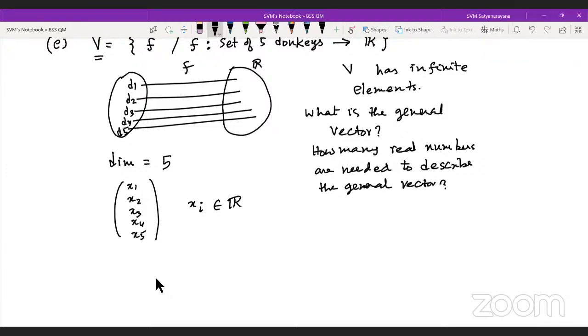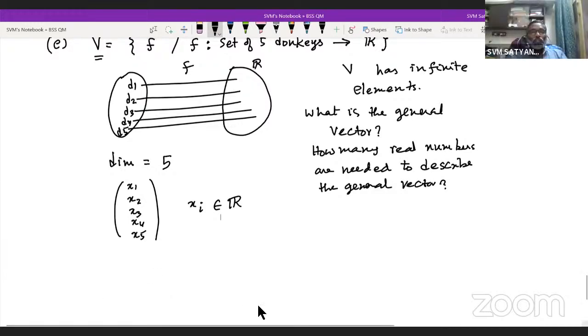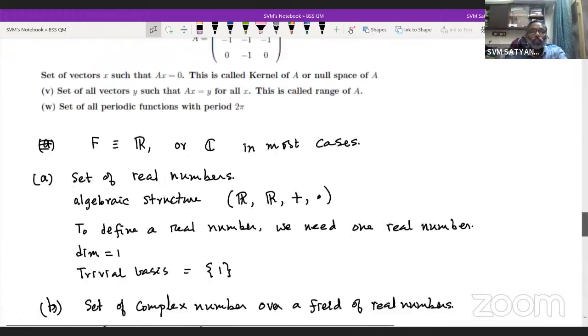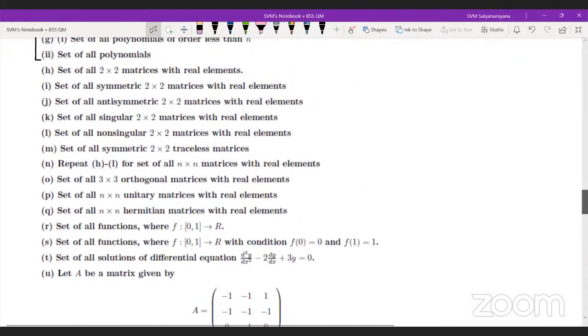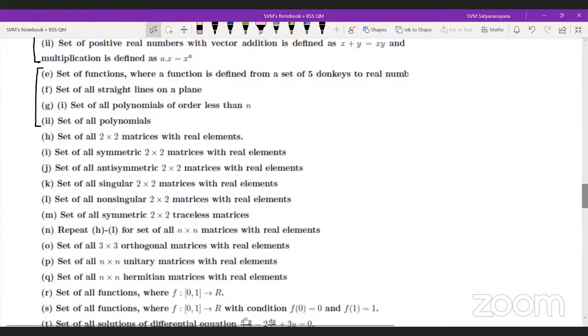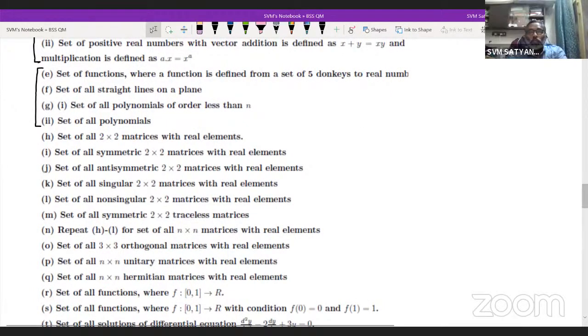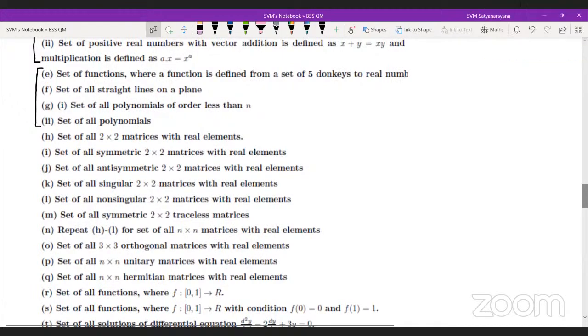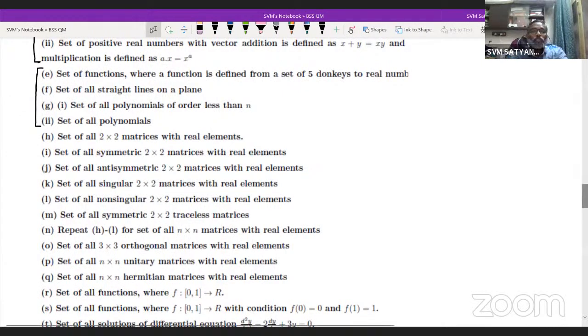Yes, sir, I am just kind of changing the language. But once our concept is clear, the language will not affect us. Right? You may call them donkeys or monkeys, it doesn't matter. Yes, sir. I was confused by the language. That is the reason why I am changing the language, so that you get out of this dependence on the language. You should be linearly independent from language. Okay, next is the set of all straight lines on a plane.